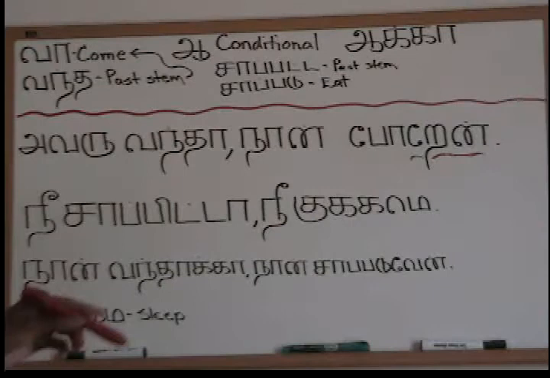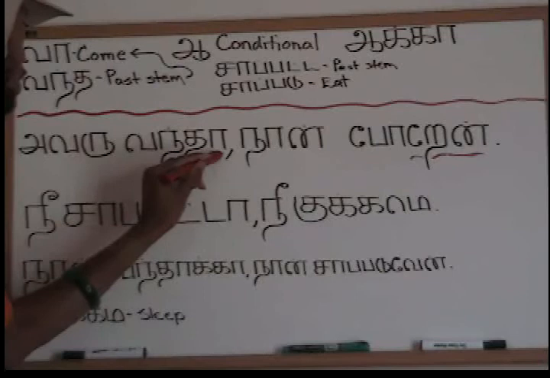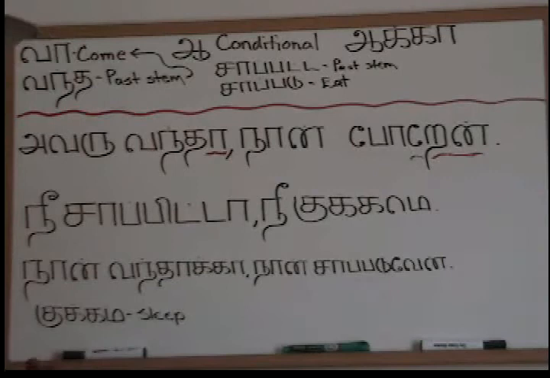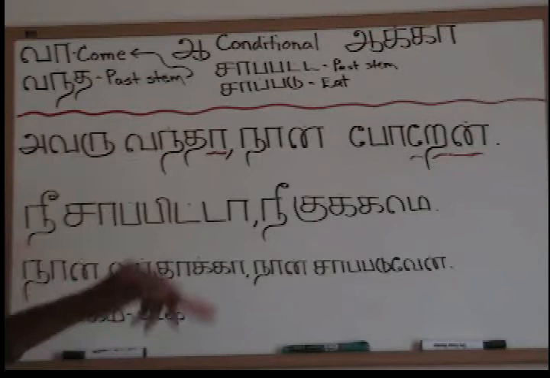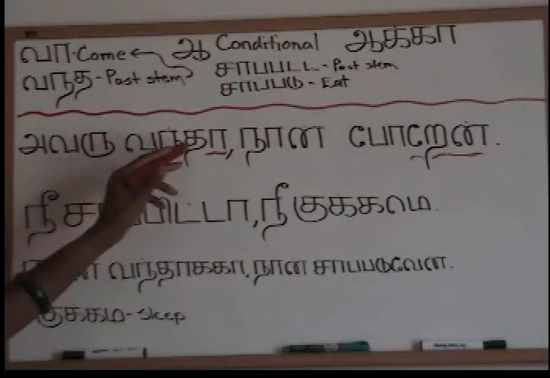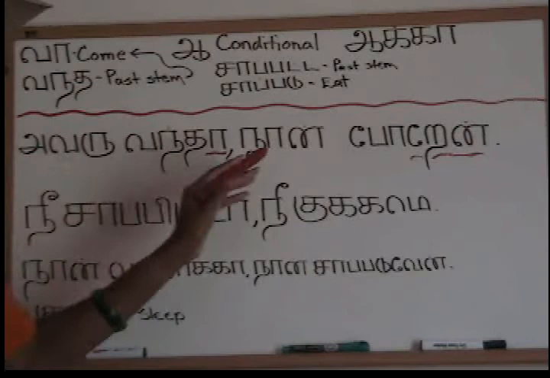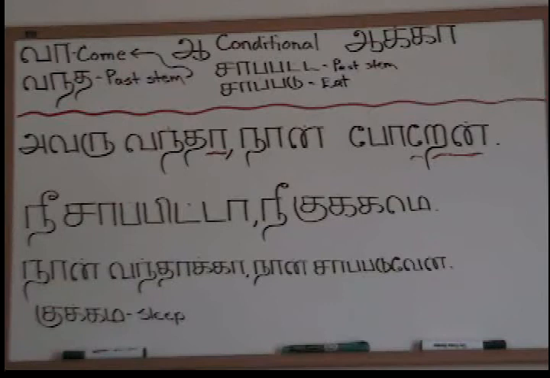And as you can see here, we have banda, if. As I mentioned before, the ah is going to be tacked on the end of this verb. Now that's the initial letter, but it looks like this when you connect it with other consonants. So banda. If he comes, I will go. That's pretty easy. For the conditional, you just take the ah and tack it on to the end of the verb's past tense, okay?